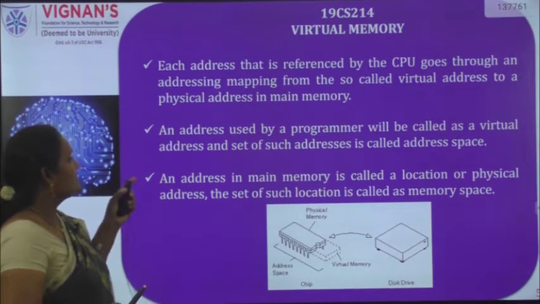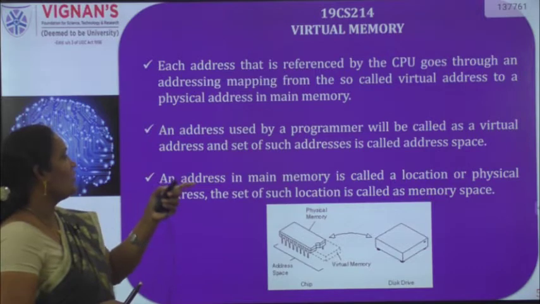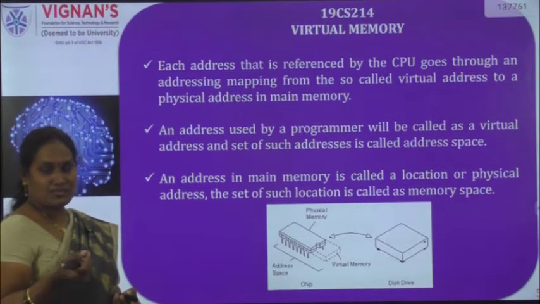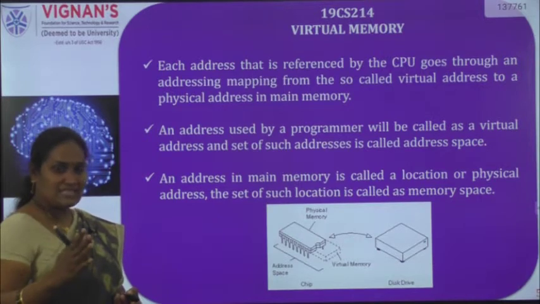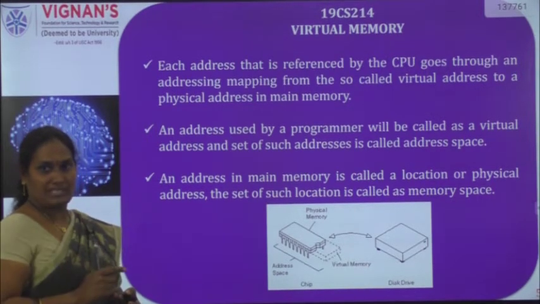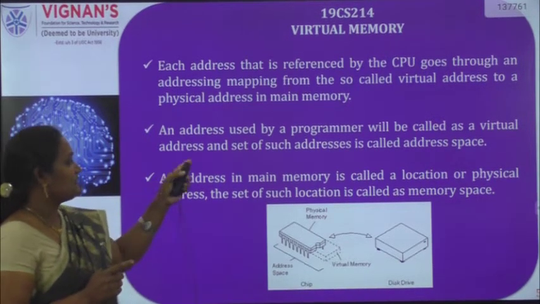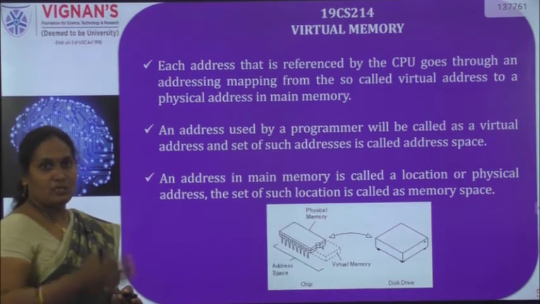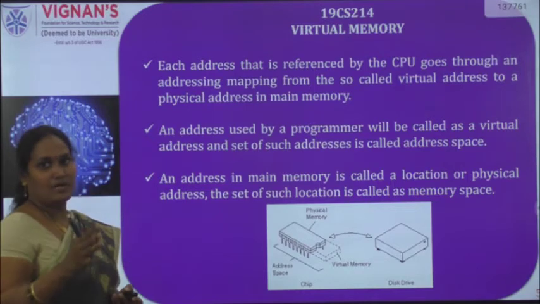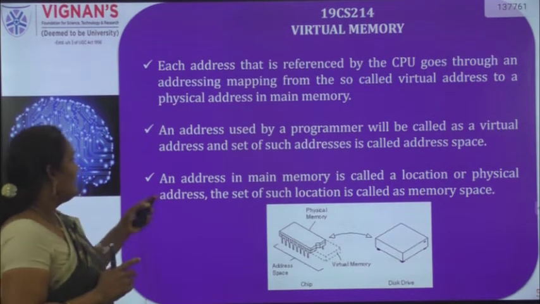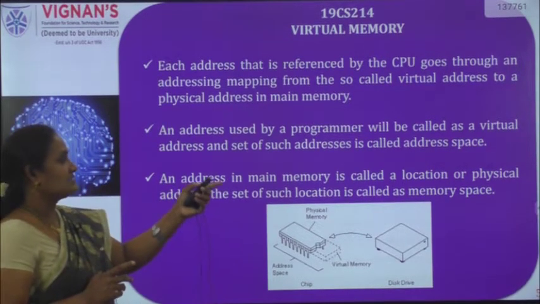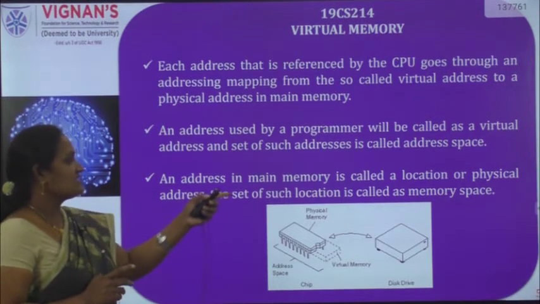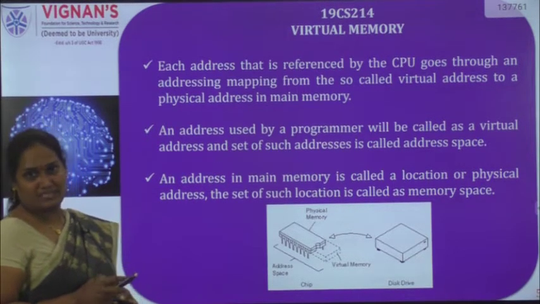An address used by a programmer is called a virtual address. The programmer uses the addresses of virtual memory. The set of such virtual memory addresses is called the address space. An address in main memory is called a location or physical address, and the set of such locations is called the memory space.